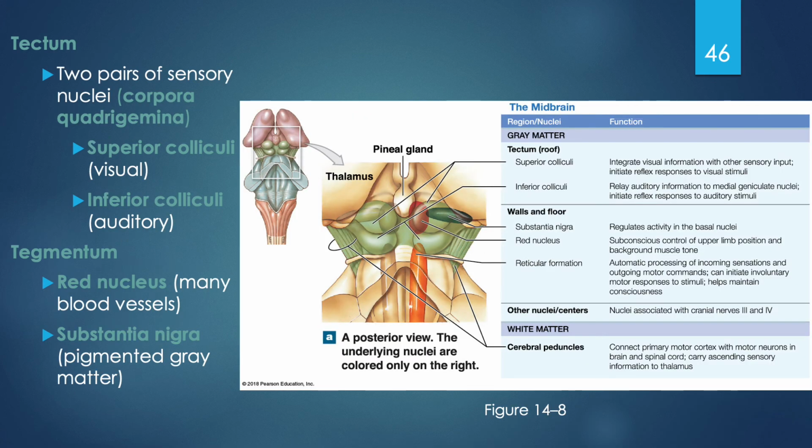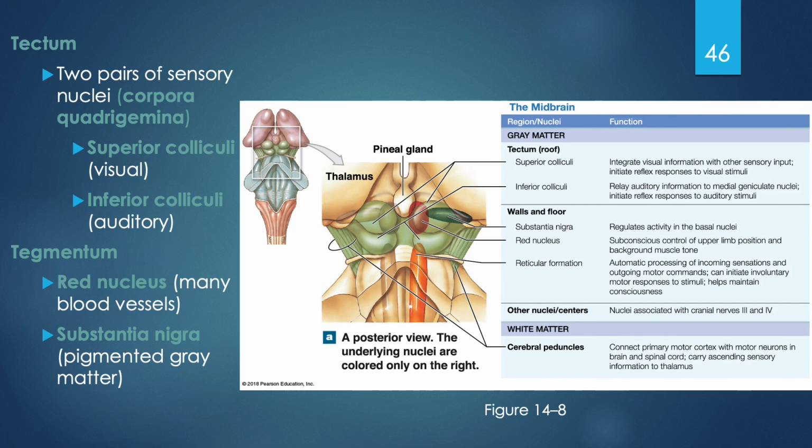The tectum is just the roof of the midbrain, and it includes 2 pairs of sensory nuclei called the corpora quadrigemina, or the 4 quadruplets, again including the superior colliculi and the inferior colliculi. So the superior colliculi have visual centers, and the inferior colliculi have auditory centers. So I think of this in terms of superior has visual, inferior has auditory, because our eyes are above our ears. So that was easy enough for me to study and remember when I was in school.